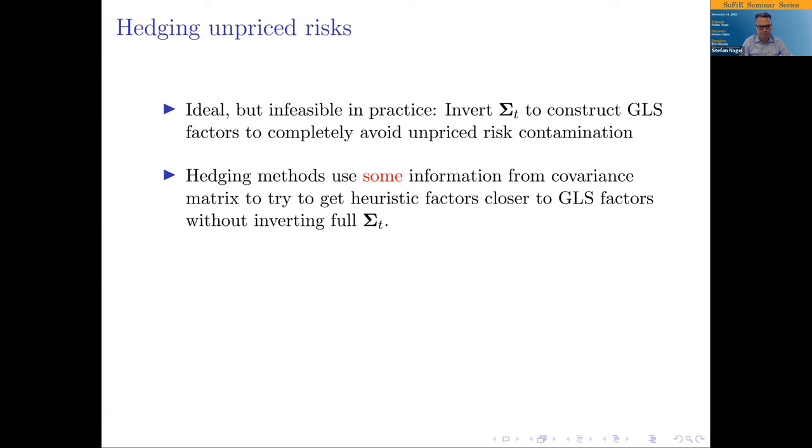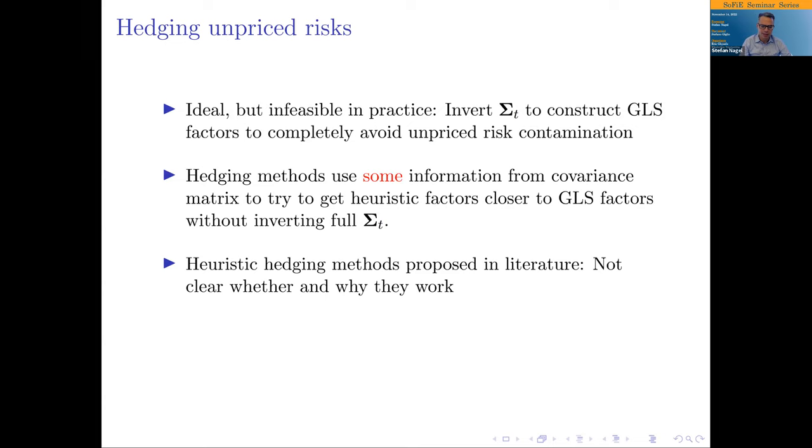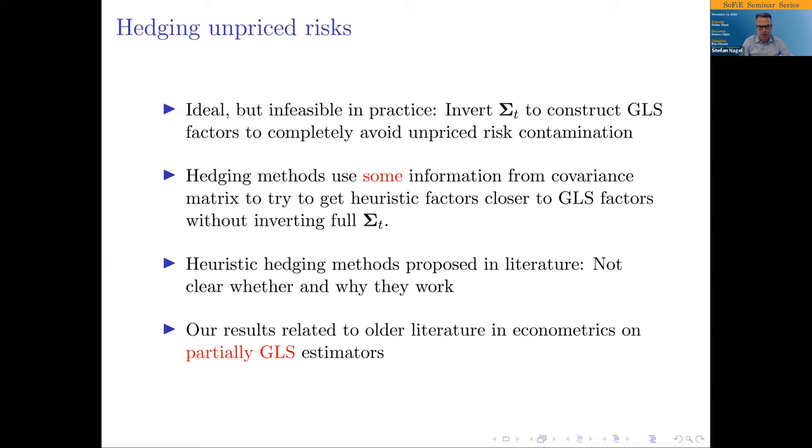Okay, and where we come in is by asking, well, for these approaches that people have proposed in the literature, it's actually not clear under which conditions they work and why they work and how. And so this is what I want to answer. And this may also be of interest: the results we have in this part of the paper connect to an older literature in econometrics from the early 80s, where people asked, can we construct partially GLS estimators that don't use the full covariance matrix and inversion of the full covariance matrix, but just partial information from the covariance matrix to get estimators that are equivalent to GLS under certain conditions.